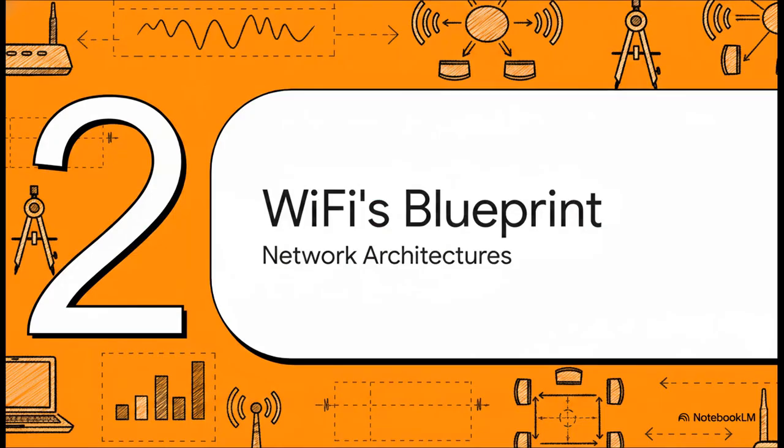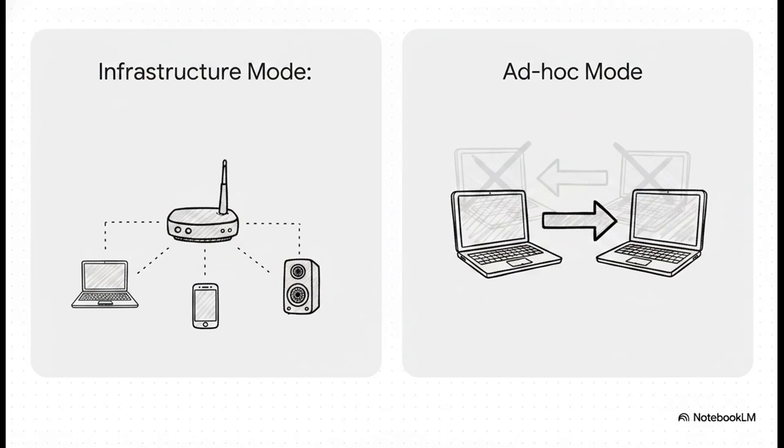So how are these networks actually built? Let's look at Wi-Fi's basic blueprint, because there are really two fundamental ways to set things up. On the left, you've got what's called infrastructure mode. This is what you and I use pretty much all the time. All of your devices, your phone, your laptop, your TV, they all connect to a central hub, which is your router or access point. Now on the right is ad hoc mode, which is totally different. It's direct device-to-device communication, no router needed at all. It's like a direct digital handshake between two computers.